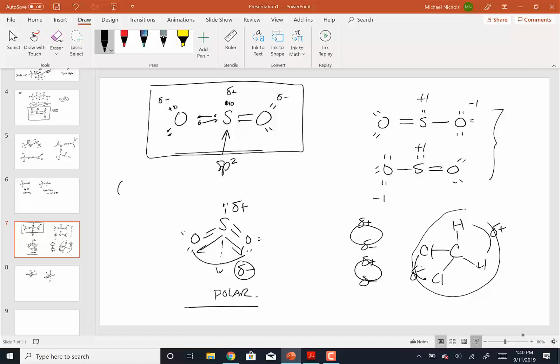If we had CO2, since carbon doesn't have lone pairs, it would be linear, and so in this case, these dipoles would cancel and CO2 is nonpolar. So carbon tetrachloride is an example of a nonpolar solvent, as is CO2.